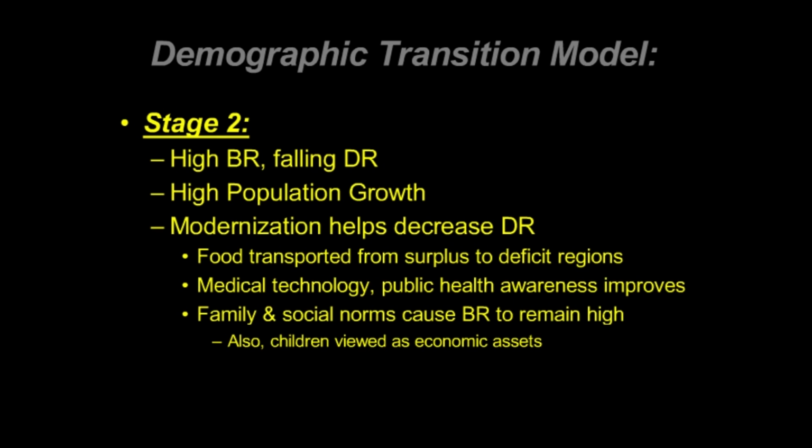Also, one of the things is it's more of a rural society. So stage 2 countries aren't heavily urbanized. They are places that tend to be more rural. And so these are going to be areas in which children are viewed more as economic assets. We'll get to the other idea of how children are viewed economically in stage 3 and 4.